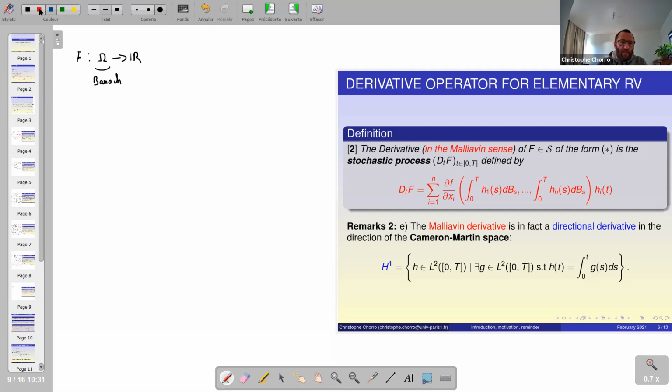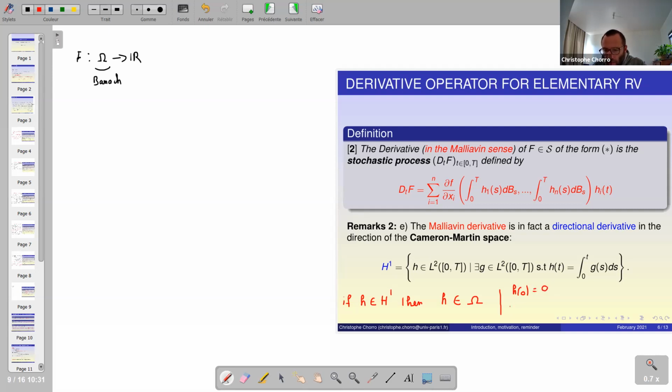Let's keep in mind that if h belongs to H1, then h belongs to Omega. Why? Because h0 is equal to what? If I plug in here, h0 is equal to 0.